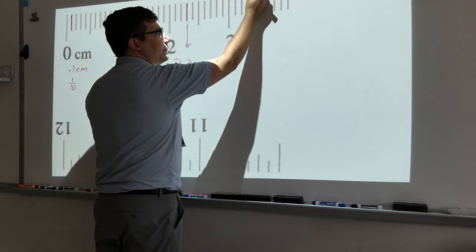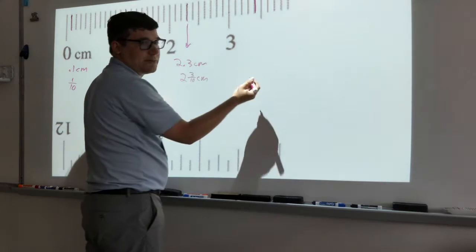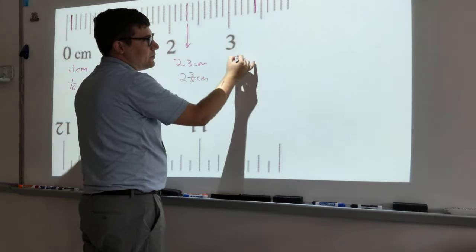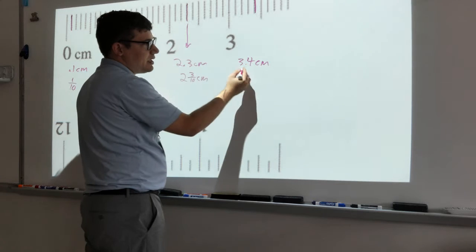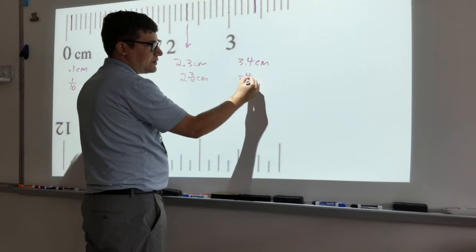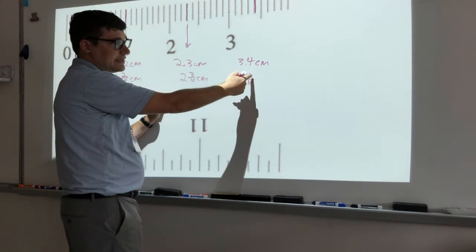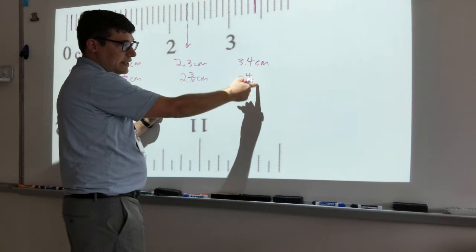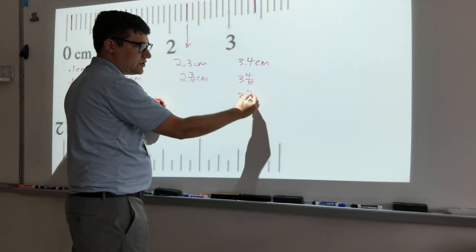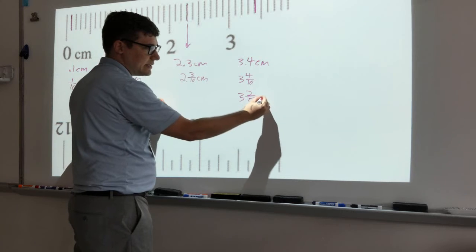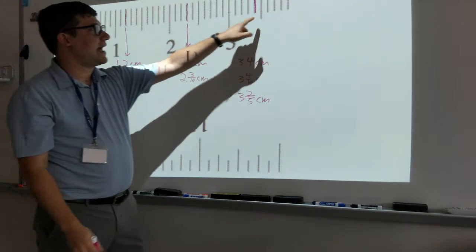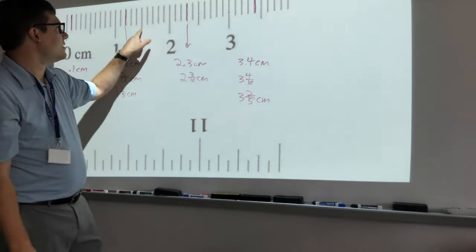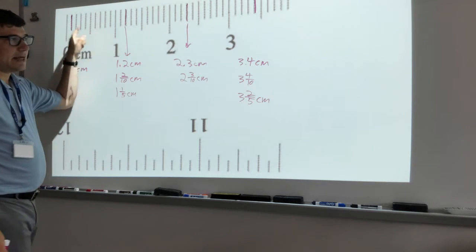Whereas let's say we're 4 tick marks past it, right? This would be 3.4 centimeters. Or I could write it as 3 4/10. Here again we see these are both even, and so just like before I can reduce it, this would be 3 2/5 centimeters.